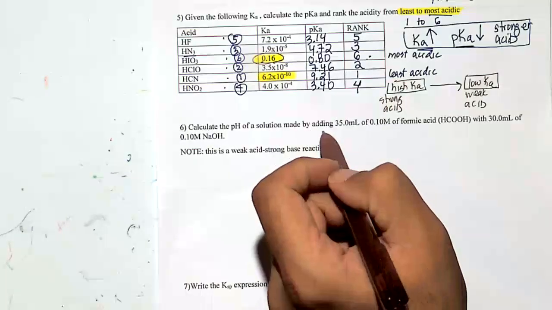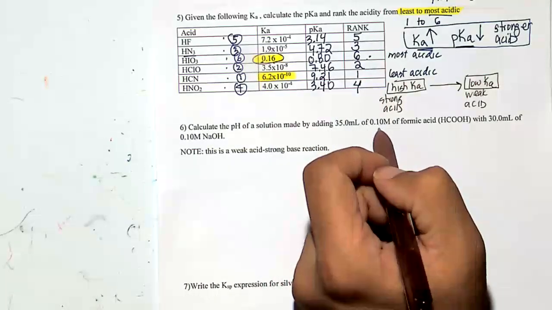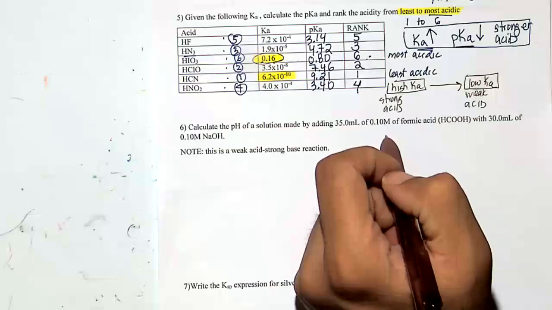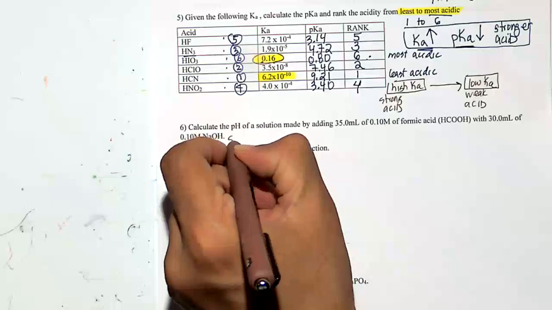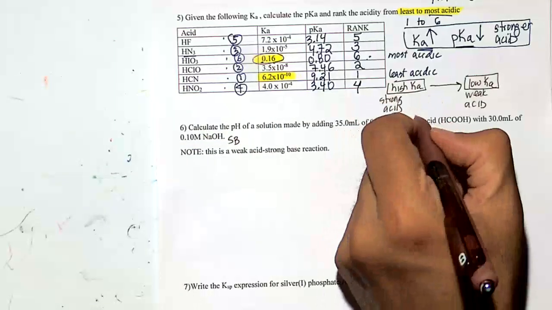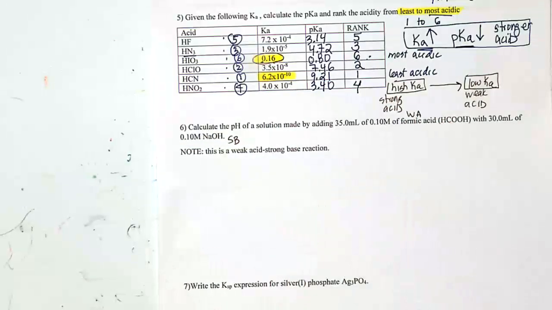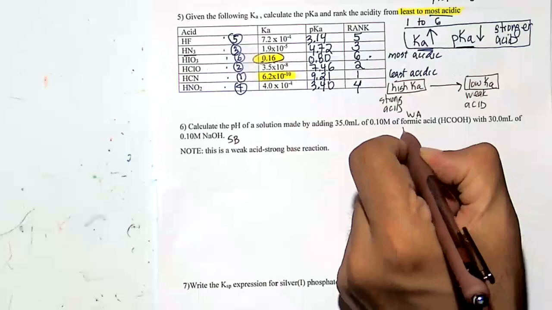All right, so calculate the pH of a solution by adding 35 mL of 0.1 molar formic acid with 30 mL of 0.1 molar NaOH. So this would be the strong base. This would be the weak acid. The Ka for formic acid is 1.8 times 10 to the minus 4. So I'll give you that on the exam.